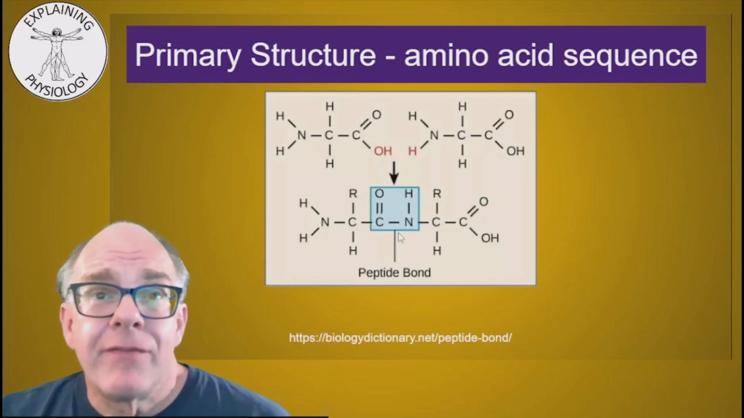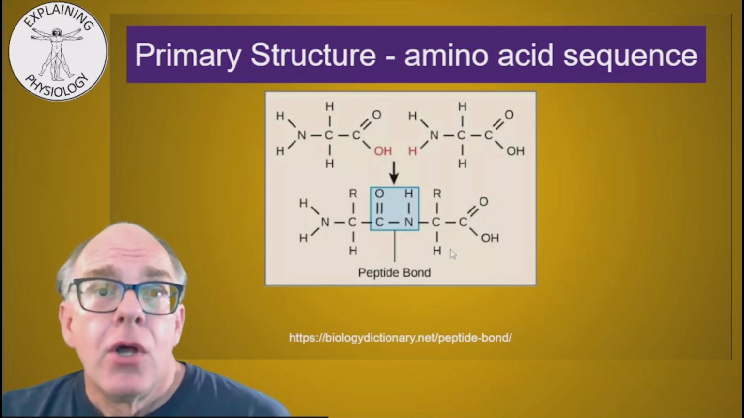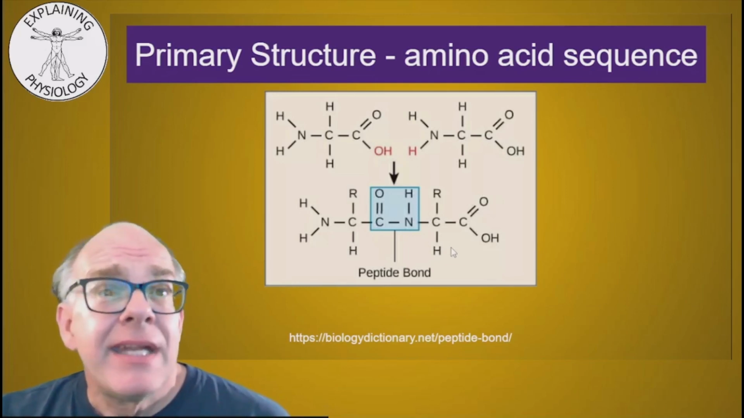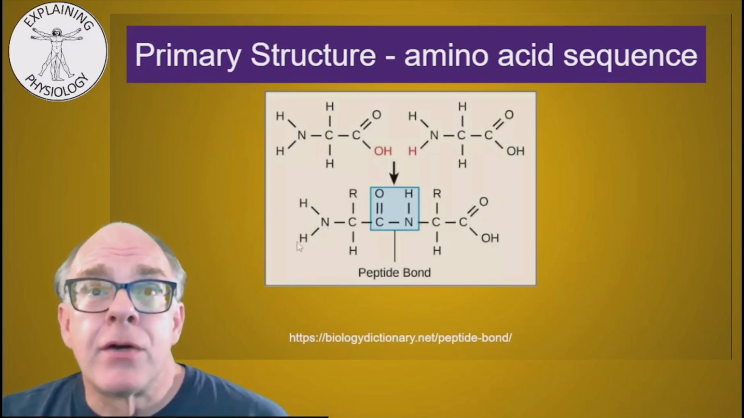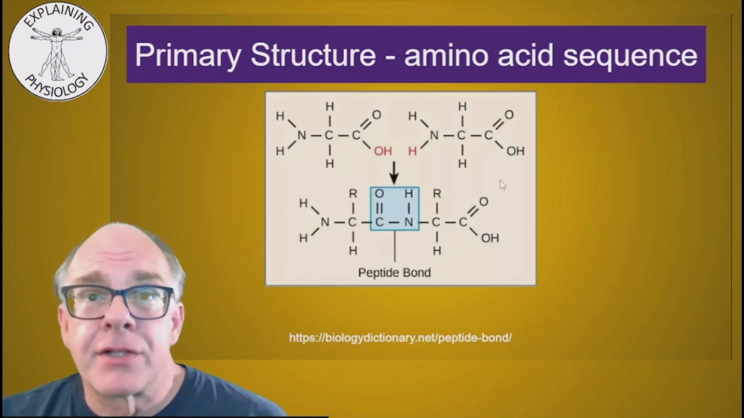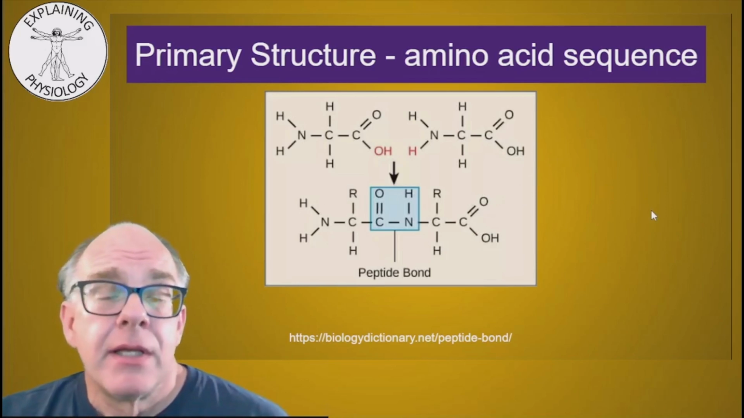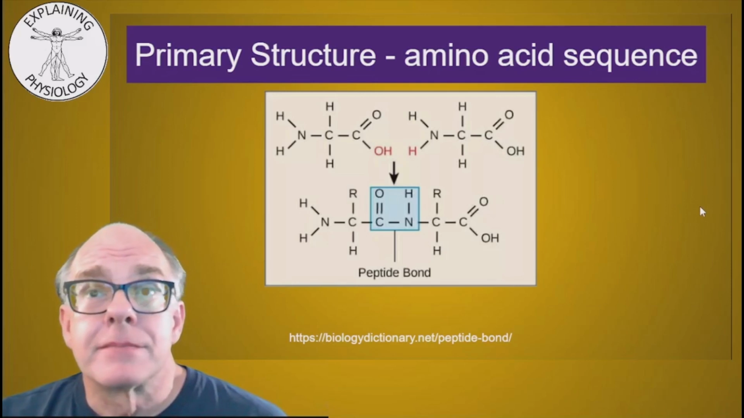Now, whether we have a dipeptide like we got here, so two amino acids hooked together, or an amino acid chain, a polypeptide that is tens or hundreds of amino acids long, we're always going to have an amino group at one end and a carboxyl group at the other end. And so the primary structure is simply going to be the sequence of amino acids going amino acid 1, amino acid 2, amino acid 3.